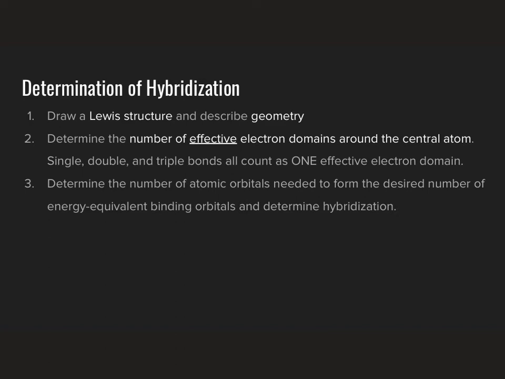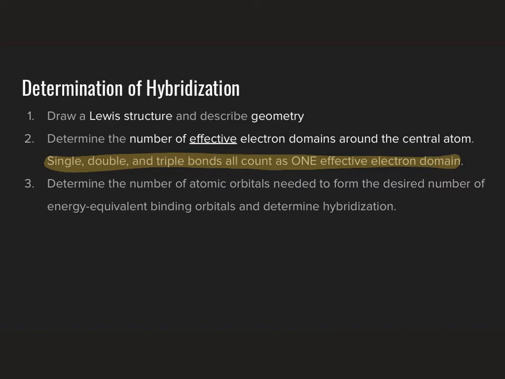Once we've gone through and drawn our Lewis dot structure, the next thing we're going to do is to determine the number of effective electron domains that exist around the central atom. Remember, an electron domain is simply a region in space where we find electrons. That can be occupied by a lone pair of electrons, even by a single electron. It can be occupied by a bonded pair of electrons. It can be occupied by a double bond or a triple bonded set of electrons as well. Each of those just counts as one place in space where we find electrons. That is one domain. So we'll find the number of effective electron domains around that central atom.